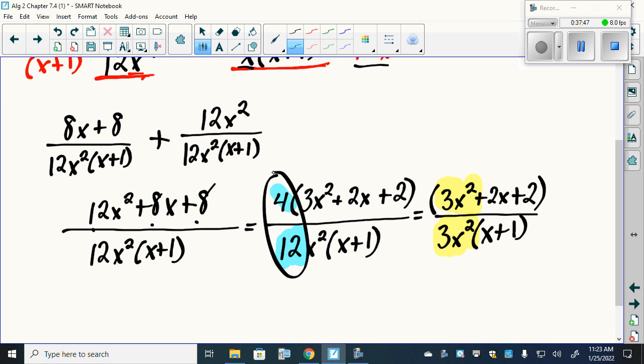And again, I point this out because I've had it done multiple times in the past where students have wanted to cross those two out because of 3x squared in front. We can't do it because 3x squared plus 2x plus 2 is all connected as a single term. So we can't just simplify those two out. Questions on this here?